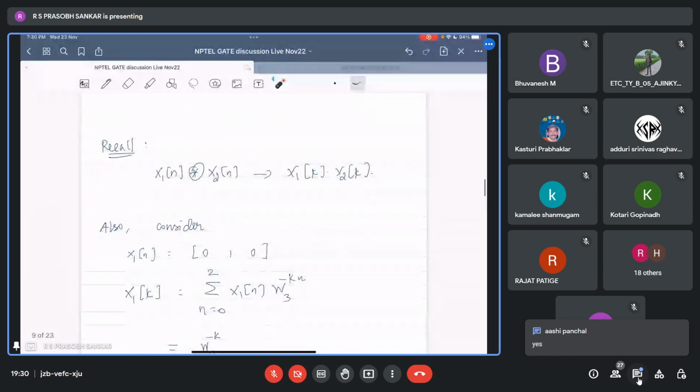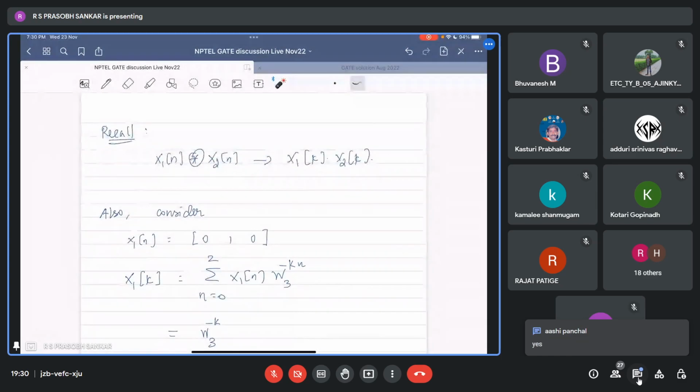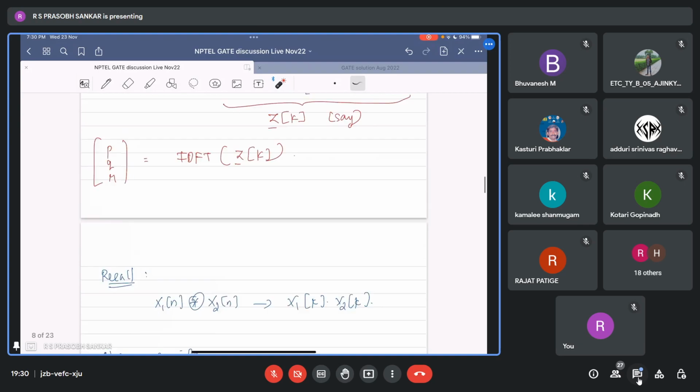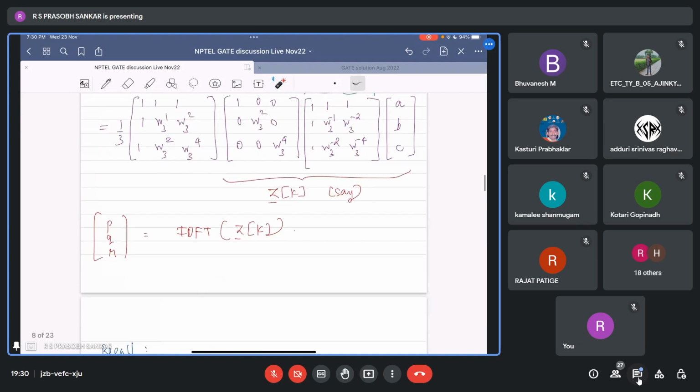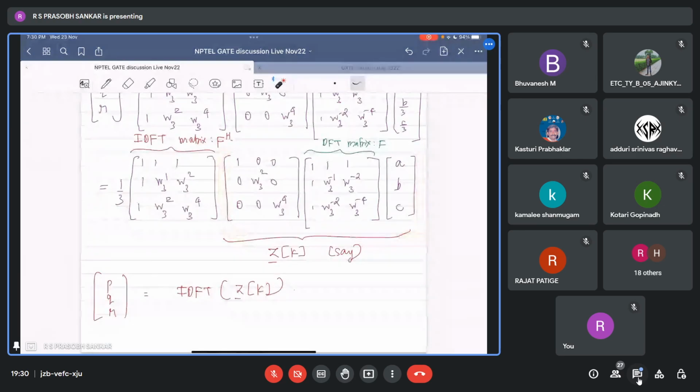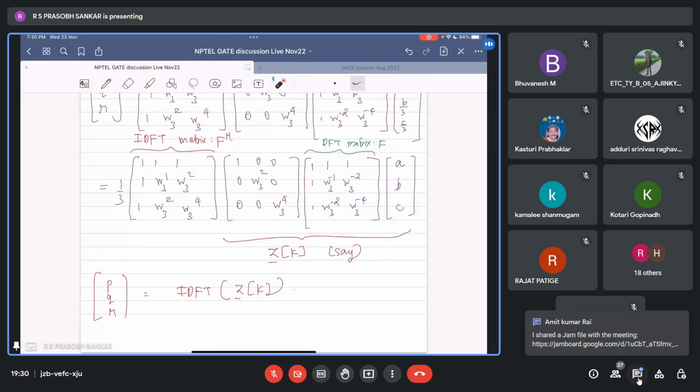Okay, thanks. Now, let us recall this property. If x1[n] circular convolution x2[n] in the time domain, in the frequency domain, that will be X1[k] times X2[k]. See here, to answer this question, what we need to do is find the IDFT of Z[k]. It might feel that we are complicating things further.